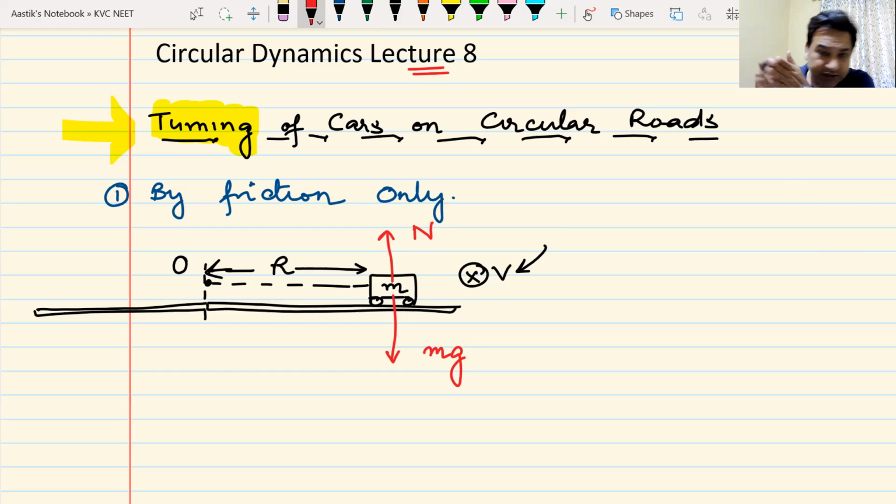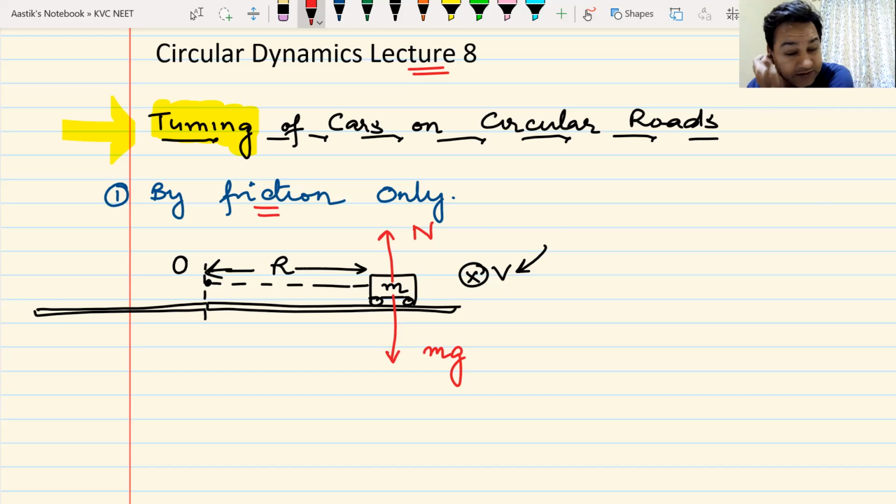Now, it is turning on a road, so something must give it the required centripetal force. Now, as you can see, normal reaction is going up. Normal reaction cannot give it anything. There is no wall from behind. There is no wall there. Remember in the previous question, there was a wall. It was in contact with a wall. So the wall was giving it the centripetal force. Here there is no wall. Now the question is, who will give it the centripetal force? And the answer is pretty simple. Friction will give it the centripetal force.